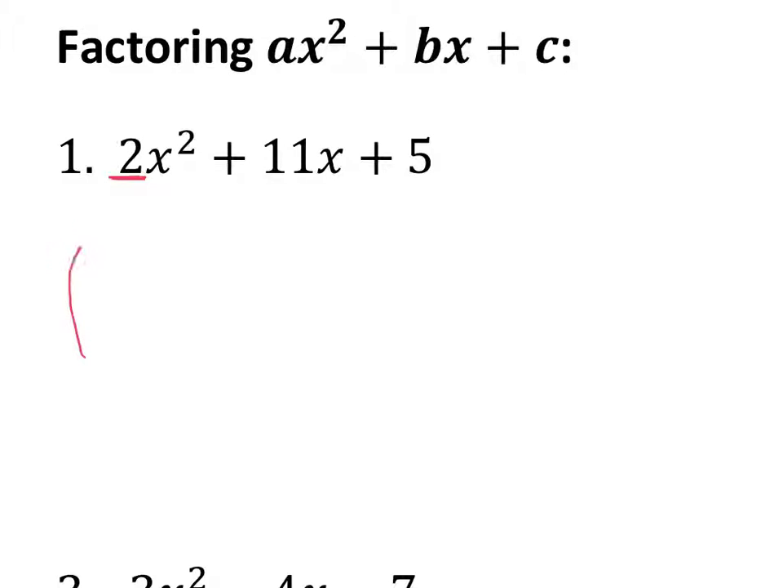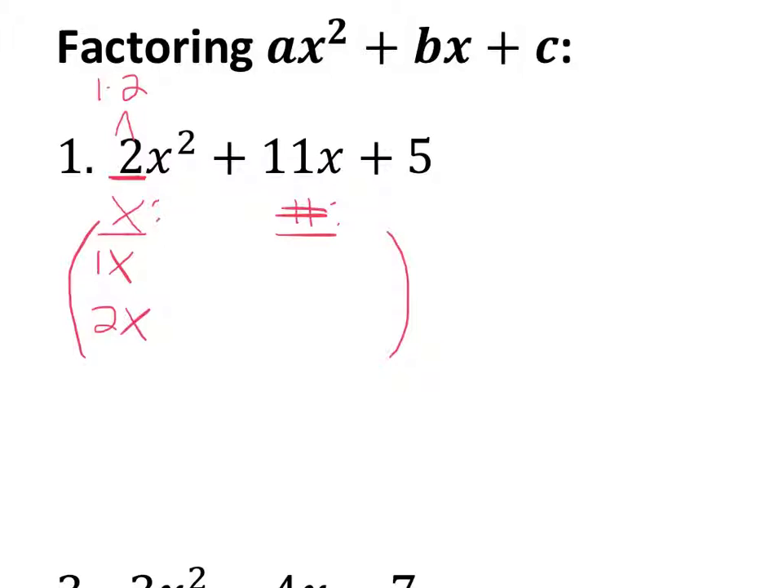I'm going to make this almost like a bigger set of parentheses, and we're going to have two columns. The first column is going to be x, and the second column is just going to be a number. Now, what numbers do we put in each? Well, it depends. What are the factors of the leading coefficient? The only factors of 2 are 1 and 2. Since that's x squared, I'm just going to have 1x and 2x.